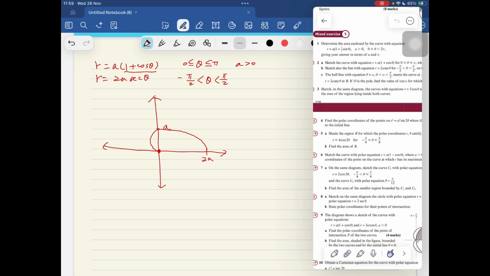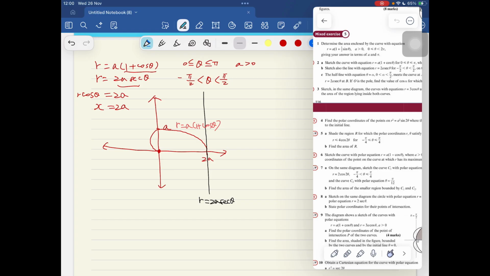And for r = 2a sec theta, let me multiply cos theta on both sides. So r cos theta becomes 2a, and r cos theta is x, so x = 2a. This is a vertical line. When theta is negative pi over 2, it's infinite, and pi over 2 is also infinite. So the line is like this. Here, r = 2a sec theta, and this one is r = a(1 + cos theta).